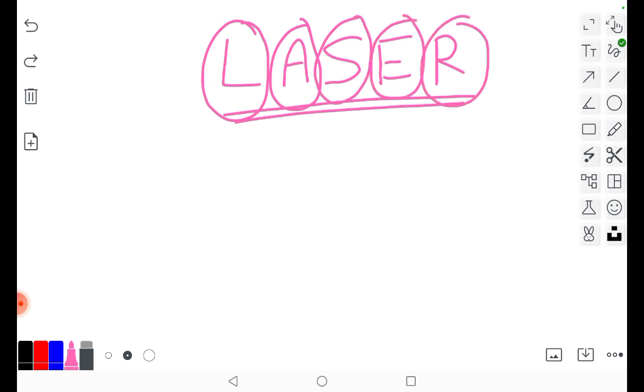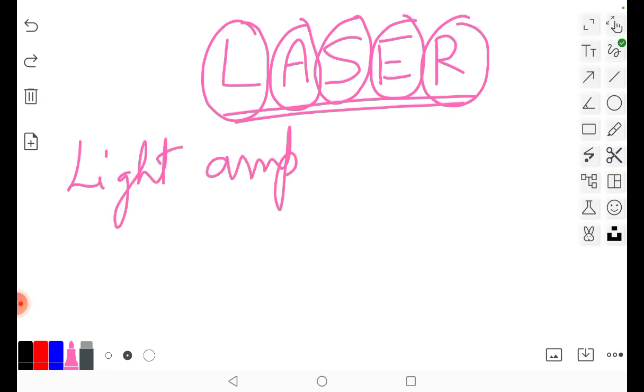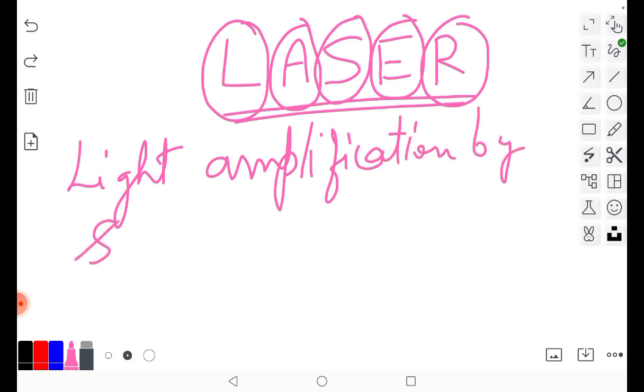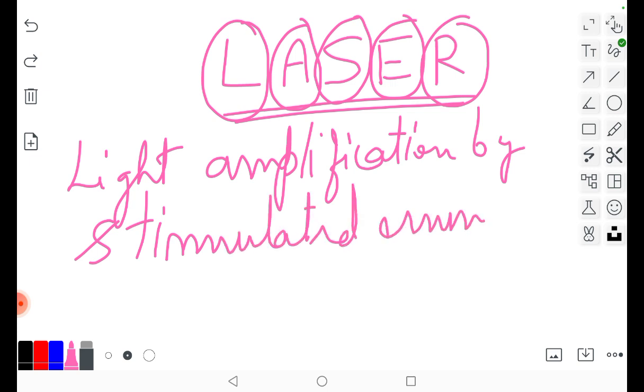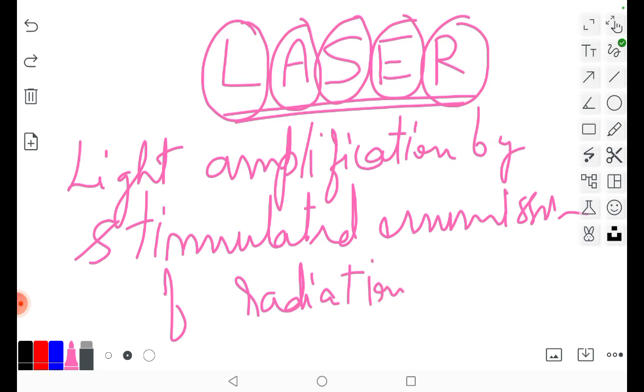So the full form of laser is light amplification by stimulated emission of radiation.